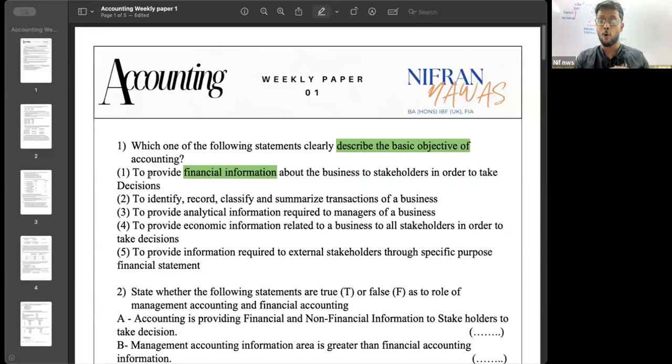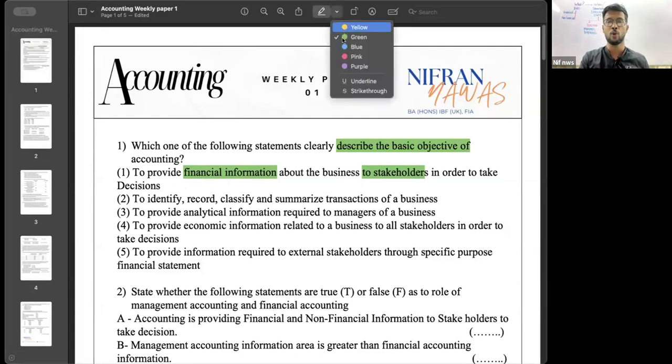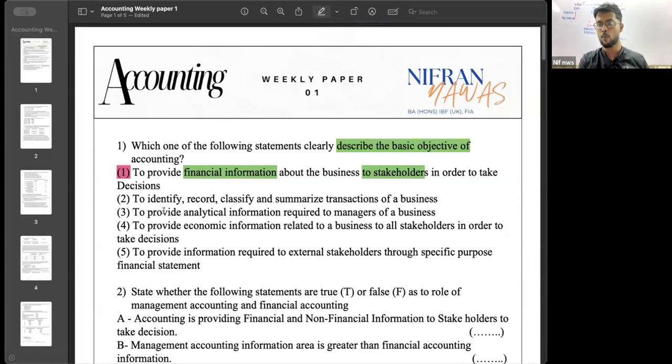Here, although it seems as if this being the answer, it's not. The reason being, they are only talking about the financial information. To provide financial information about the business to stakeholders in order to take corrective decisions, it's wrong because we are giving both. We are giving financial information. We are also giving non-financial information. So is option number 1 correct? No, obviously. The option number 1 is wrong.